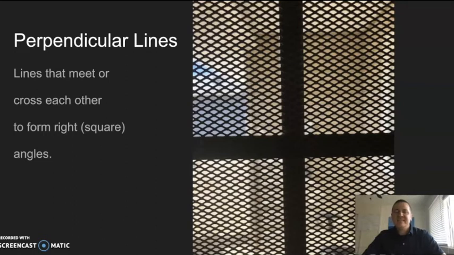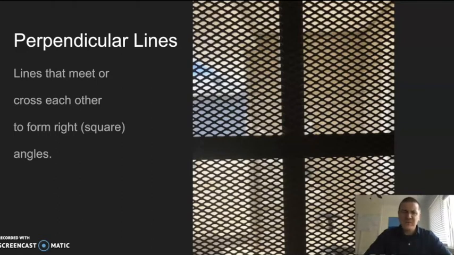Now, this is a very special set of intersecting lines. We call this perpendicular lines. These are lines that cross or meet at a 90-degree angle. In other words, where they meet, they make that sort of capital L shape. Okay, we call it square angle or a 90-degree angle.